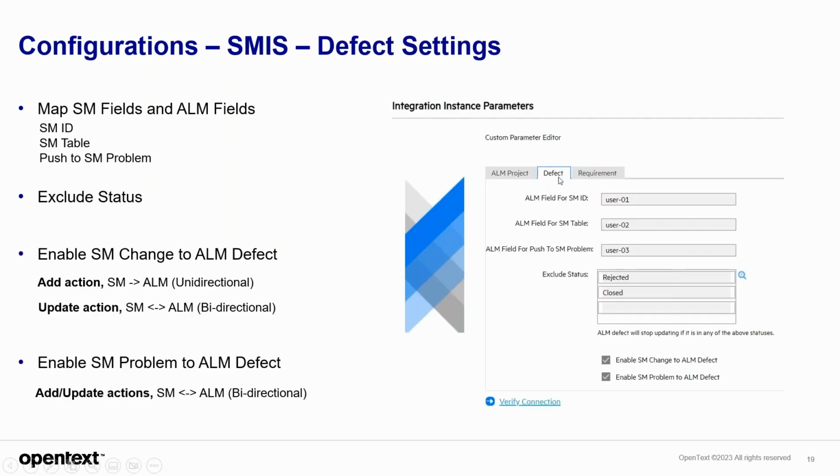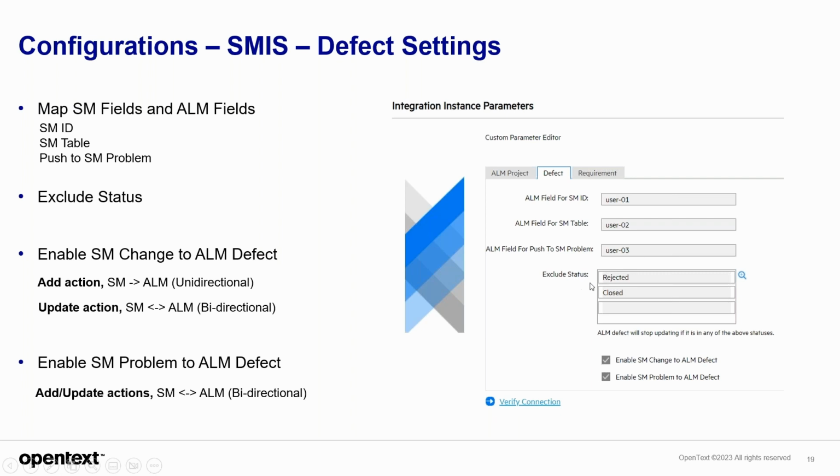Then we go to the defect settings. In previous steps, we were required to create SMID, SM table, and push to SM problem fields in ALM. Then please fill those field names in SMIS for each field. For example, if the field name of SMID in ALM is BG user 01, then please fill user 01 in the ALM field for SMID. The similar action applies to the other two fields.